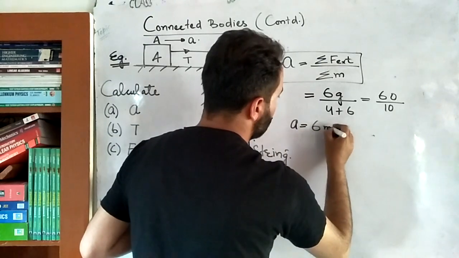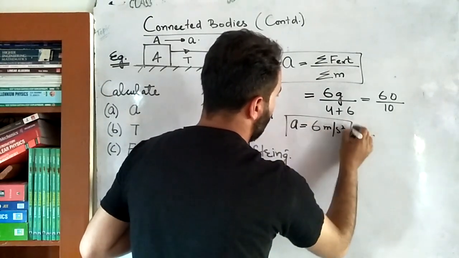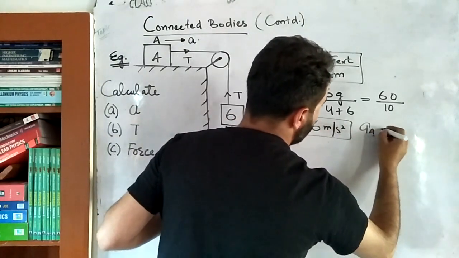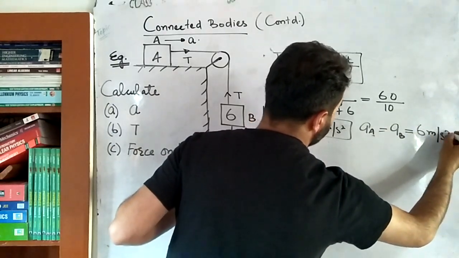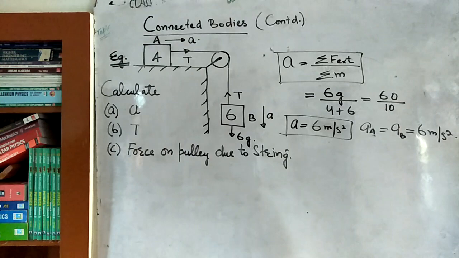So the answer is 6 meters per second square. This is the acceleration. And the acceleration of A is the same as that of the acceleration of B, and both are equal to 6 meters per second square. Okay, ठीक है ना बेटा?